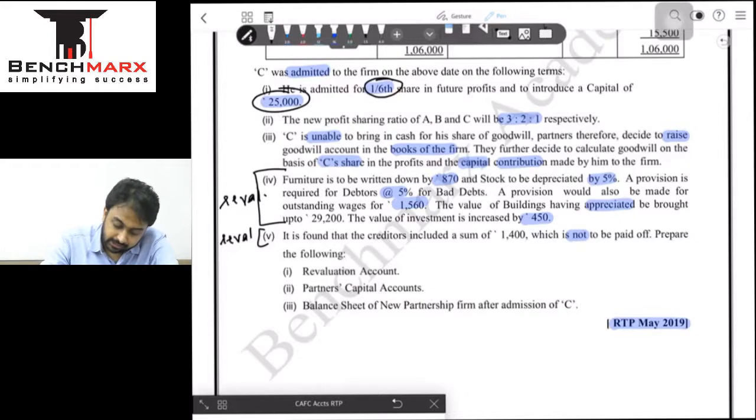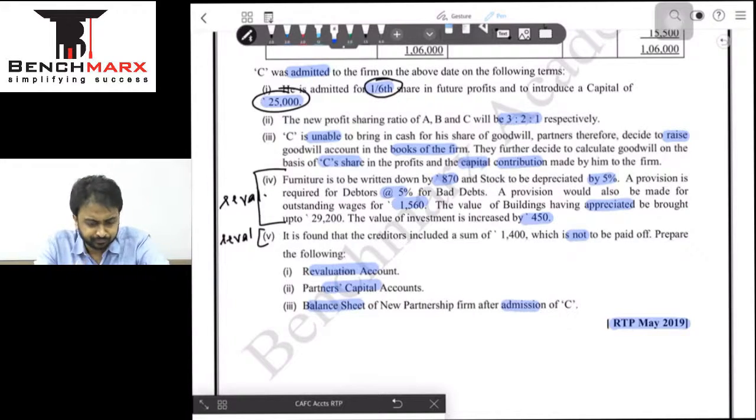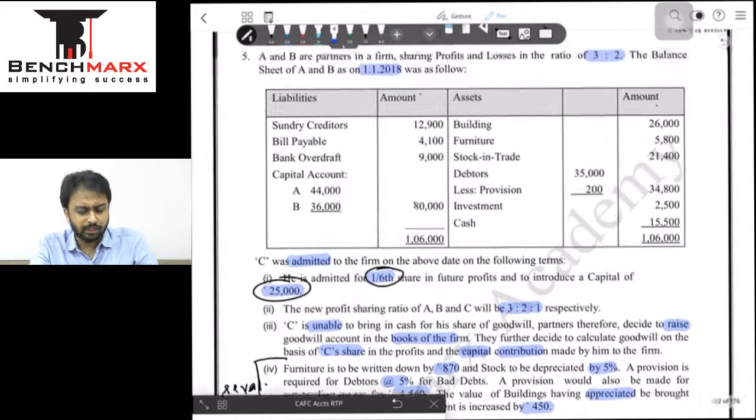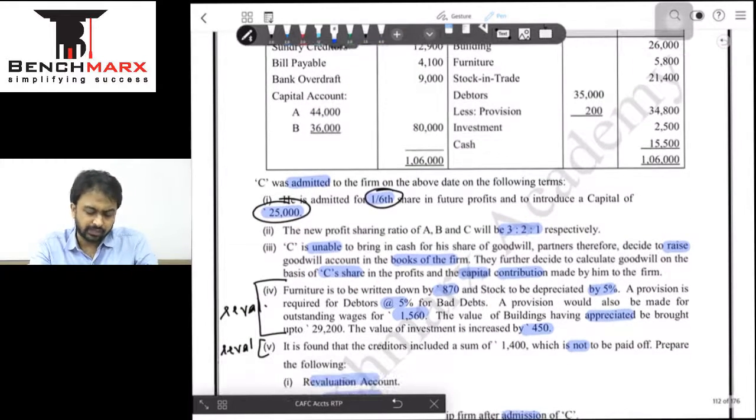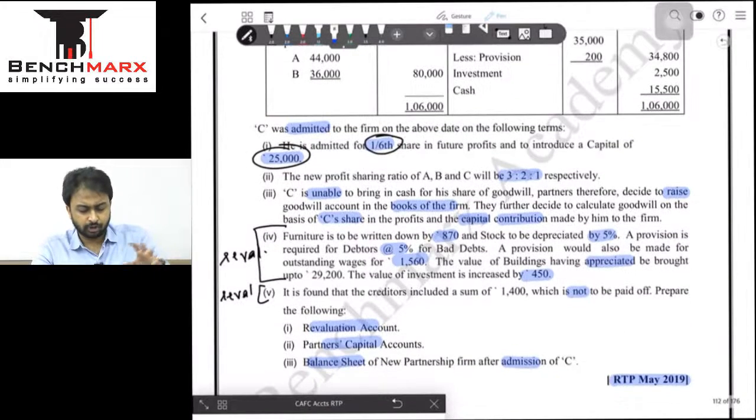Moving ahead. Prepare the following. Prepare what? The reval account, partners' capital account and balance sheet of the firm after admission of C. Very simple question. We have solved many questions of this type. The only thing which you may need revision on is your goodwill computation in this question, because they haven't given the value of goodwill. We would be calculating the value of goodwill. Okay, very simple. So first things first, as I said, we'll be starting from the partners' capital. We'll be posting the opening balances, then we go to revaluation, then we'll find out the value of goodwill.